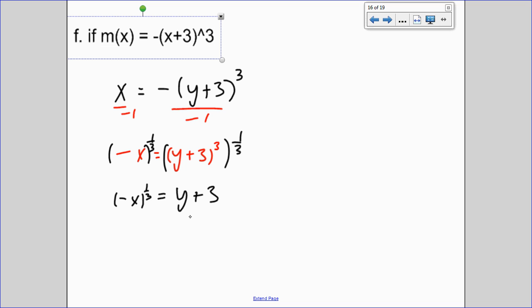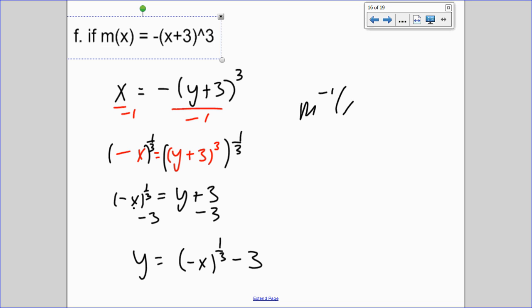And the last step to solve for y is just subtract 3. So my y equals negative x to the 1/3 minus 3. But if I wanted an inverse notation, which we always do, don't leave it like this, you want m inverse of x to be negative x to the 1/3 minus 3.